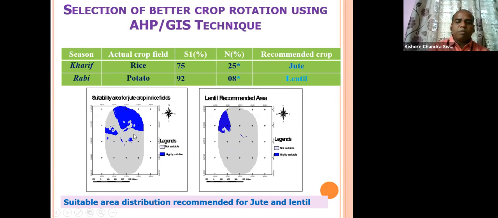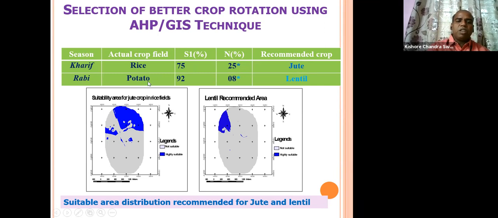Here we have worked in the Hooghly district, on getting the suitable areas for crops. For the rice crop, we find that they are growing rice in the whole area as a Kharif season crop, but around 75% of the area is giving good rice yield, while the 25% area which is not giving good rice yield can be allotted to jute as an alternate crop. So that 25% area can be used for growing jute.